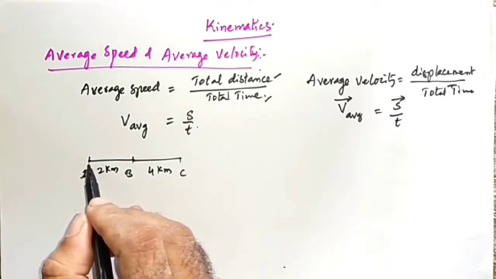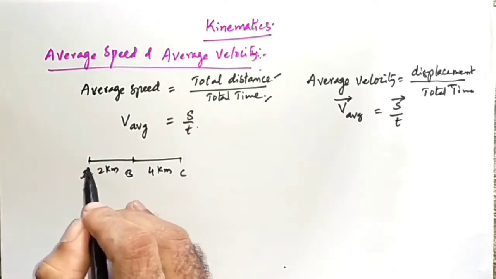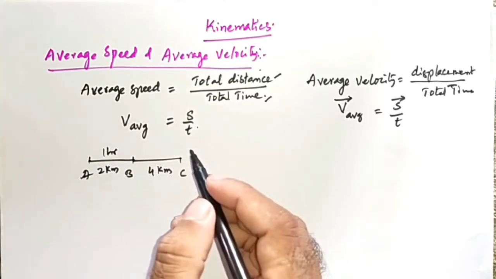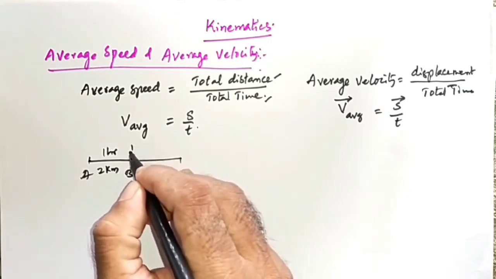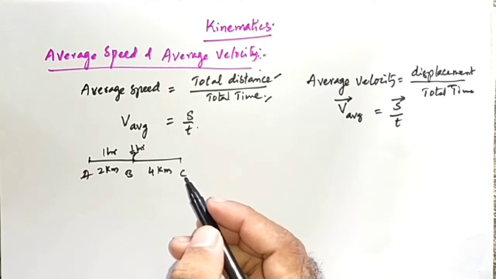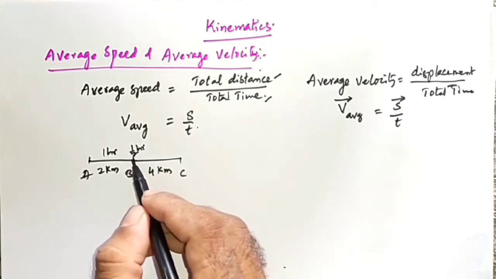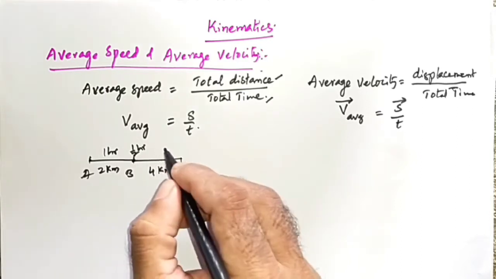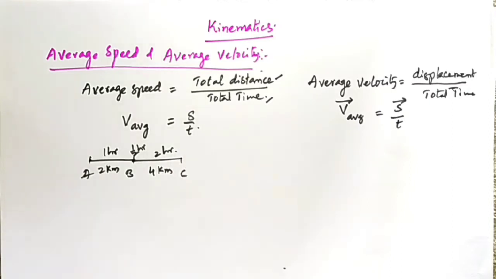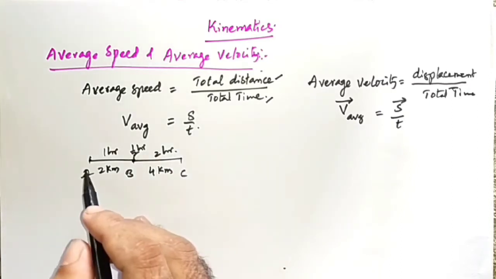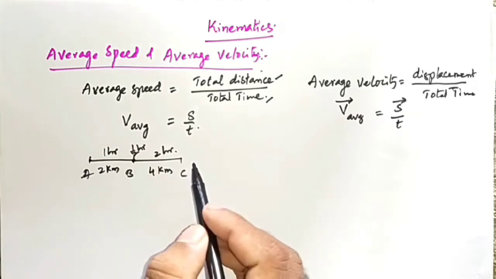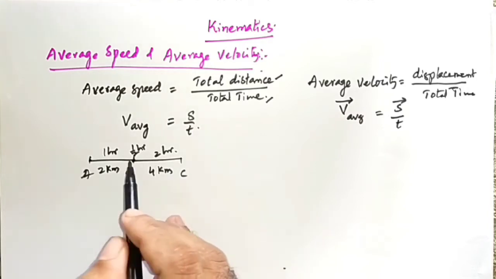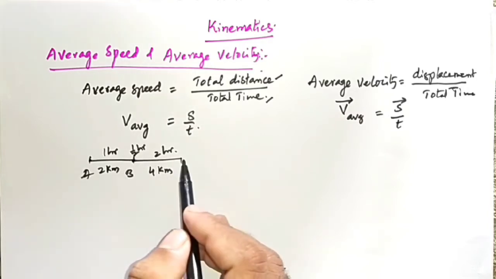Right, now the bus moving from town A to B takes 1 hour to move from town A to town B. And at town B it has taken rest for half an hour. Clear? It took rest for half an hour in town B. And then B to C it has taken 2 hours to move. Clear? Now the bus is moving from town A to C. First it moves A to B, then after half an hour rest, it moves B to C.